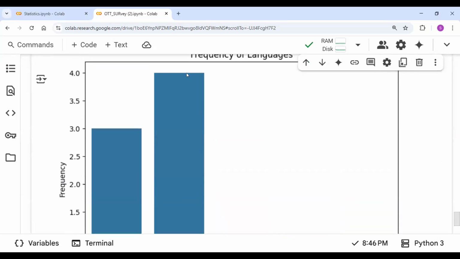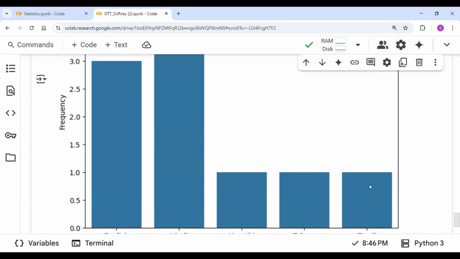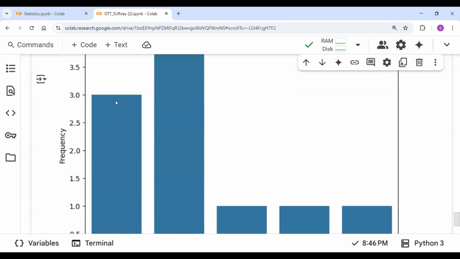The Tamil did not come here, see, because Tamil has been watched by only one customer, right? Telugu also, Marathi also. So Tamil did not stand up top here. Only Hindi actually stood up at the top, and next to Hindi, English. So the number of customers, the total number of counts according to your data.